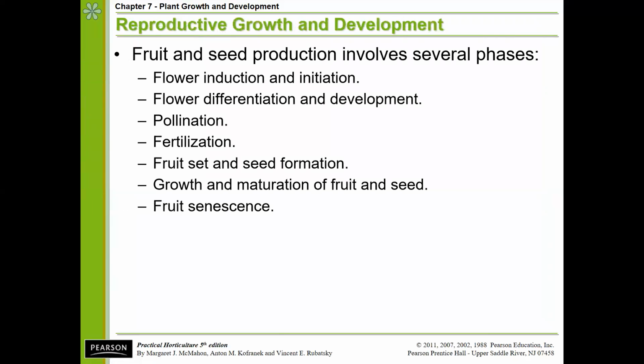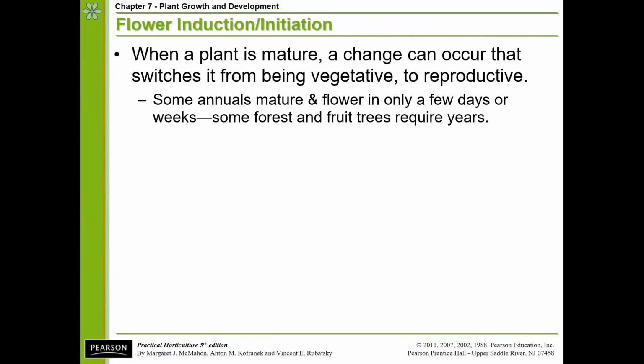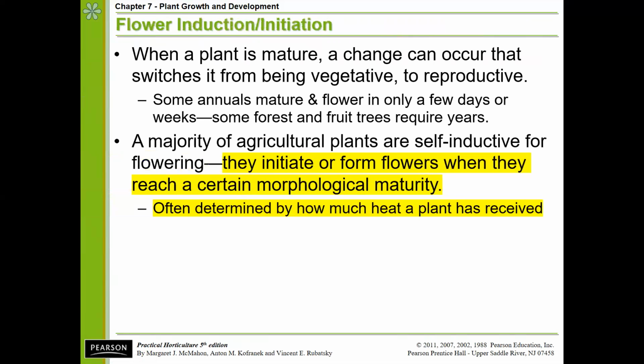Here's just some phases of fruit and seed production. Again, we have to have the flowers induced, initiated, and then they differentiate and develop. They're pollinated, they're fertilized, and then fruits form and seeds form, and then they mature, and the fruits senesce and fall off. And when the plant is mature, then we can actually switch from that vegetative to reproductive growth, which can be extremely important for us in crop production.